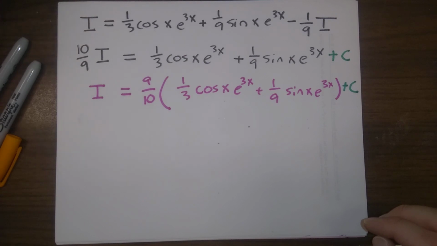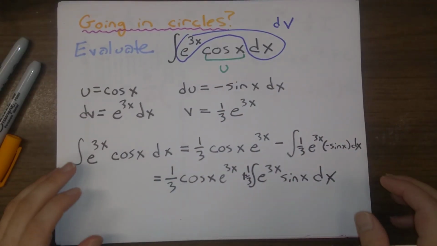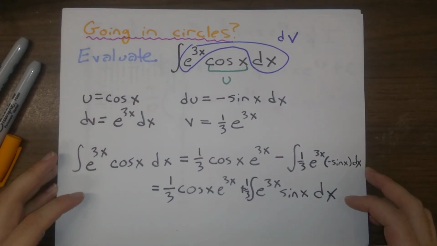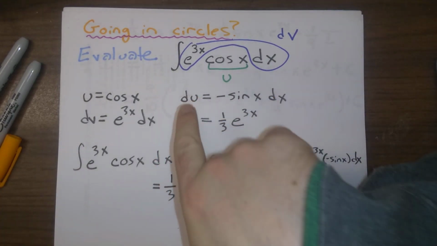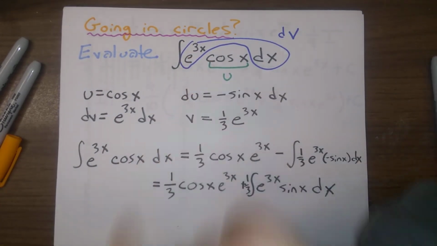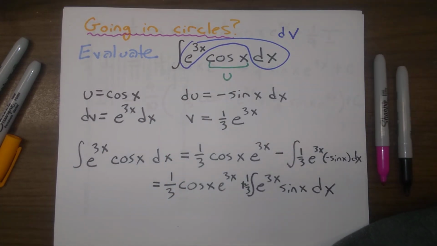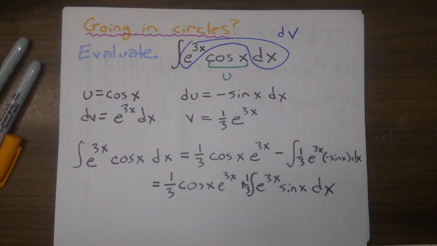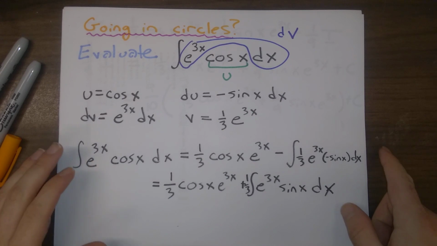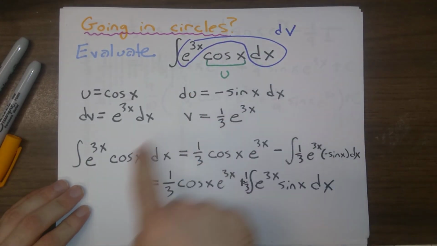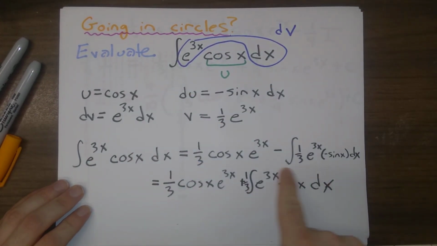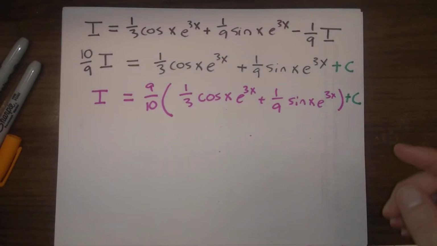Let's recap what's going on here. Whenever you have the integral of a product of an exponential function and a trig function like this, which is a very typical problem, it is pretty typical that we, in air quotes, go in circles. And so the way to tackle it is that you just set u to be the trig function in each case, and you apply integration by parts once here, and then you apply integration by parts a second time.